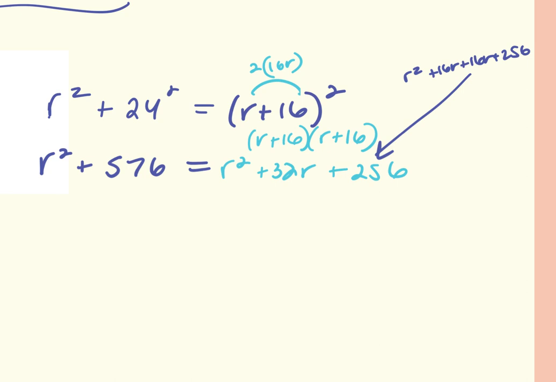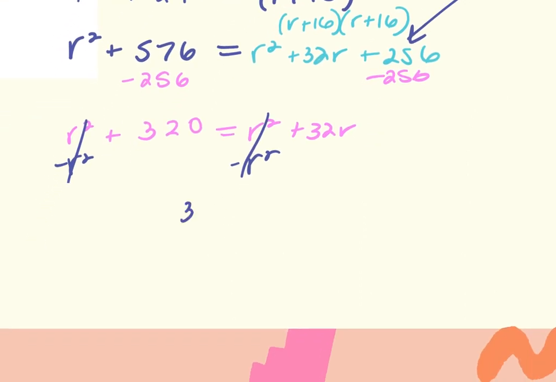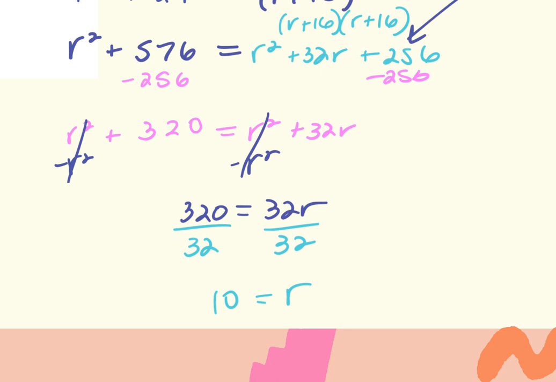Okay, then what? Then you combine like terms. Which terms? 256 and 576. And then subtract R squared. 320 equals 32R. Good. You get R equals 10.